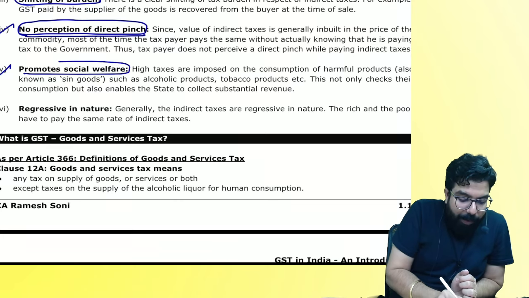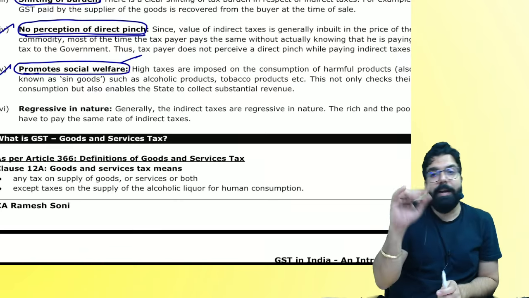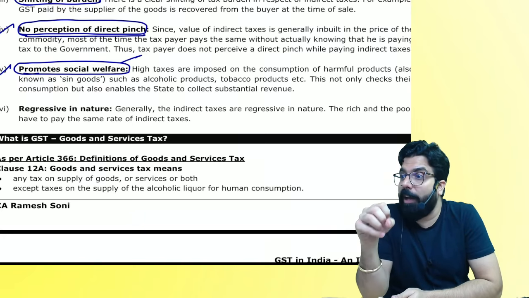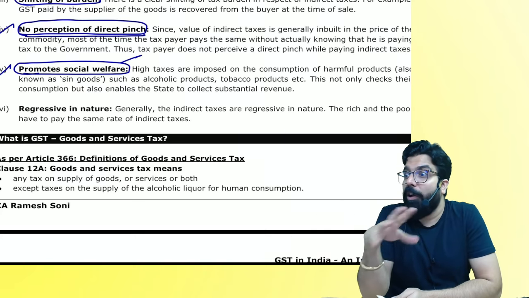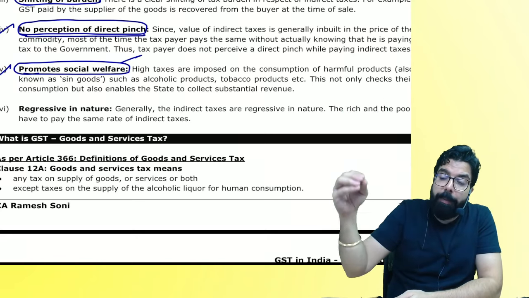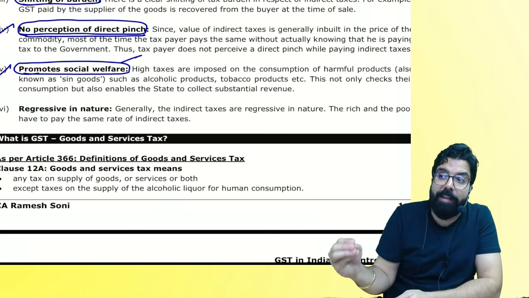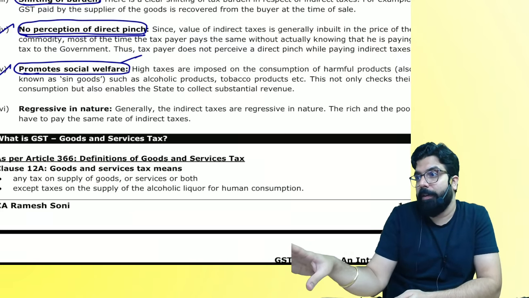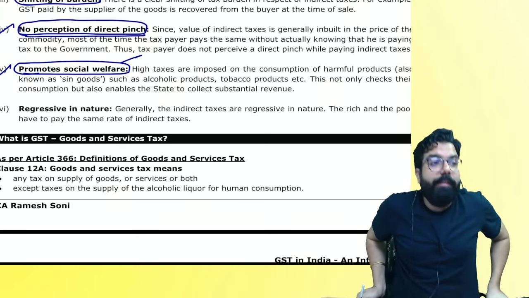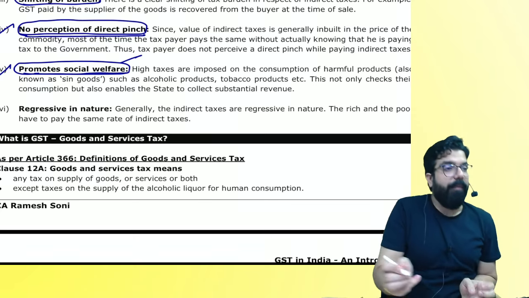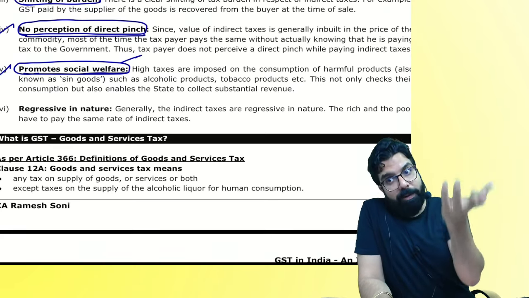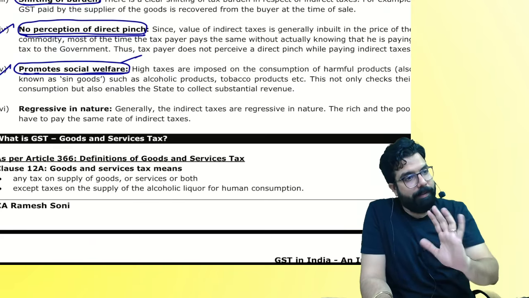It promotes social welfare. Indirect tax promotes social welfare. I'll tell you why. For sin items like tobacco, pan masala, etc., the government keeps the rate higher. When the government keeps the rate higher, people will chew less tobacco and less pan masala. That's the perception. For people who chew, it doesn't matter. So it promotes what? Social welfare. How does it promote social welfare? With more taxes, people will chew less tobacco, less pan masala, etc. Can I go ahead, everyone?